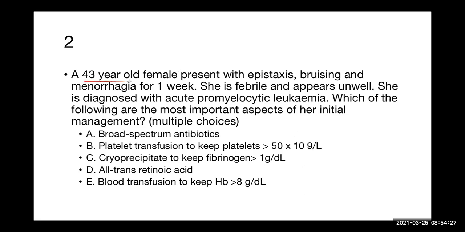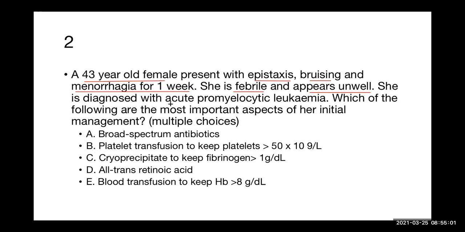A 43-year-old female presents with epistaxis, means bleeding from the nose, bruising, and menorrhagia for 1 week. What is menorrhagia? Heavy menstrual bleeding. Exactly. Heavy menstrual flow or bleeding. She is febrile and appears unwell. So see there, she is febrile and appears unwell. So there is fever also, and she appears sick.